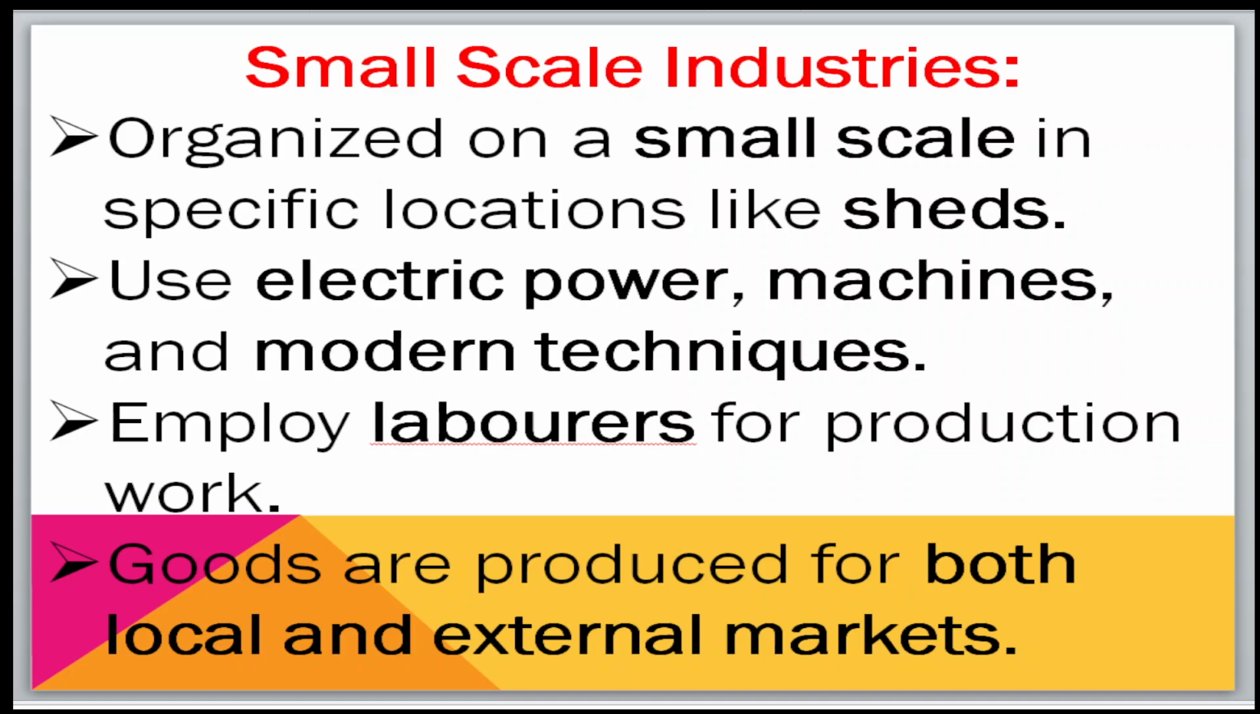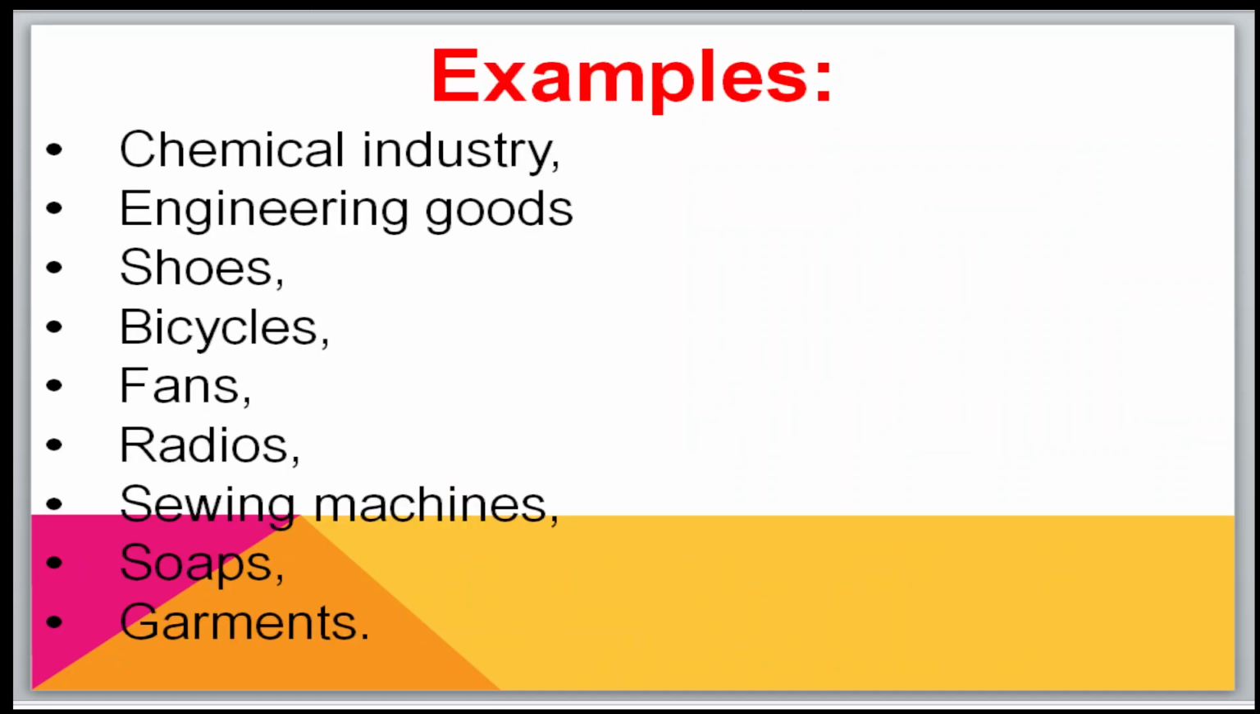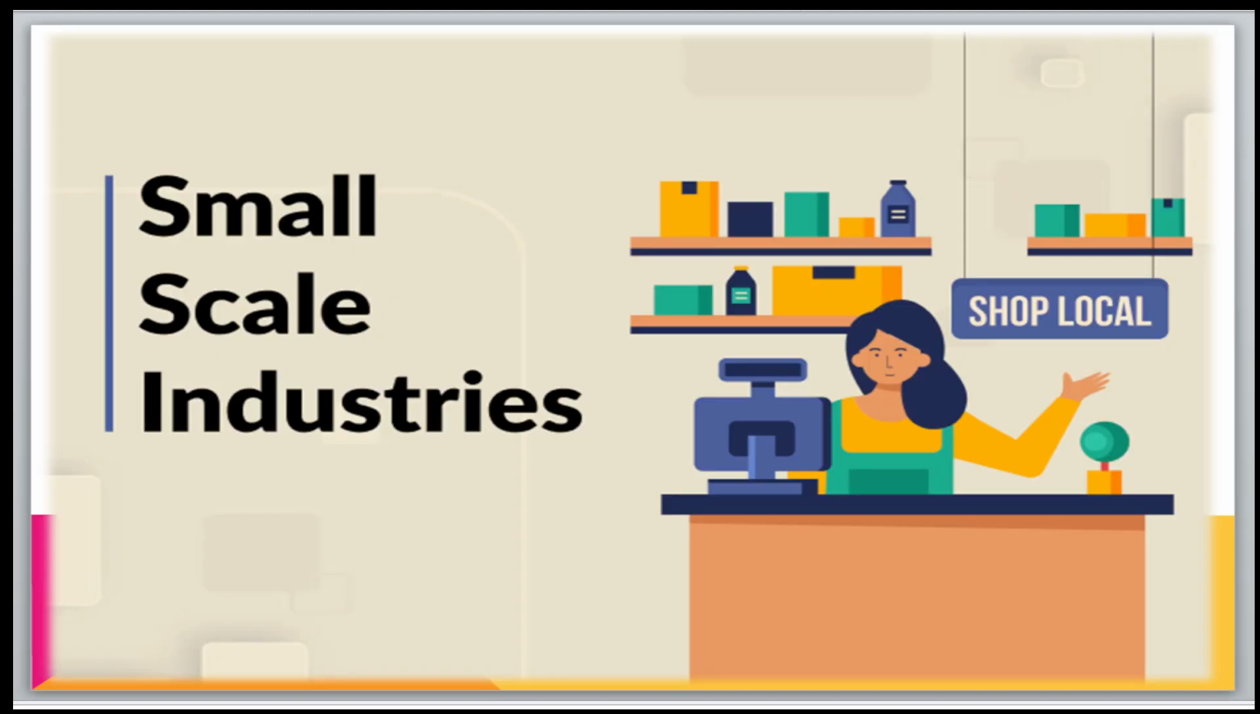These industries are organized on a small scale in specific locations like sheds. They use electrical power, machines and modern techniques. They can employ laborers for production work. Goods are produced for both local and external markets. Examples: chemical industry, engineering goods, shoes, bicycles, fans, radios, sewing machines, soaps, garments.